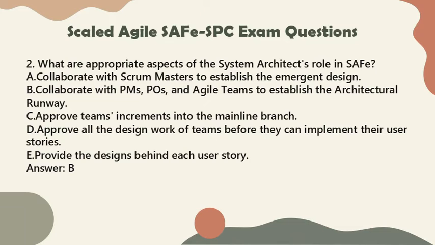2. What are appropriate aspects of the system architect's role in SAFe? A. Collaborate with Scrum Masters to establish the emergent design. B. Collaborate with PMs, POs, and Agile teams to establish the architectural runway.